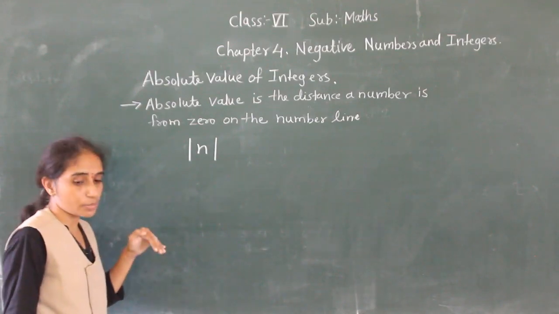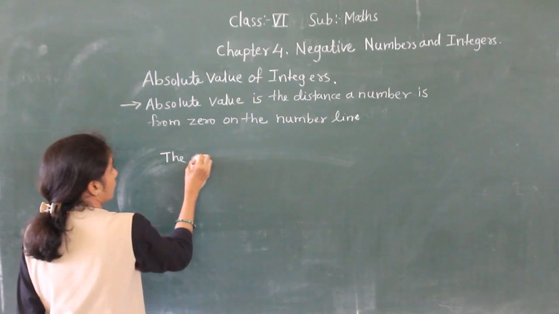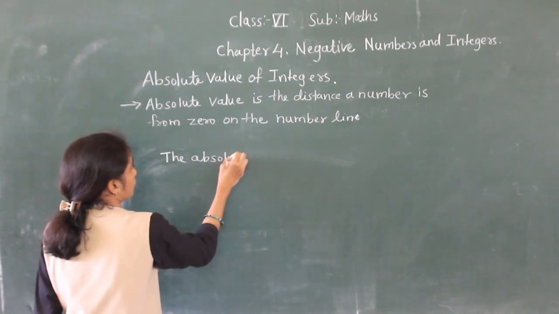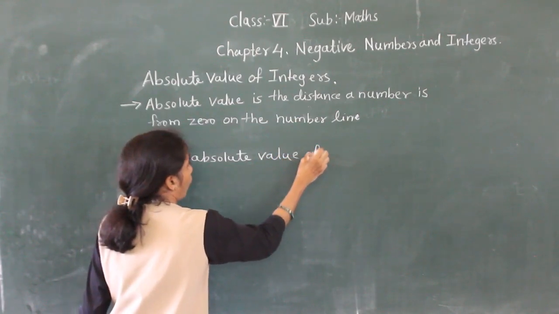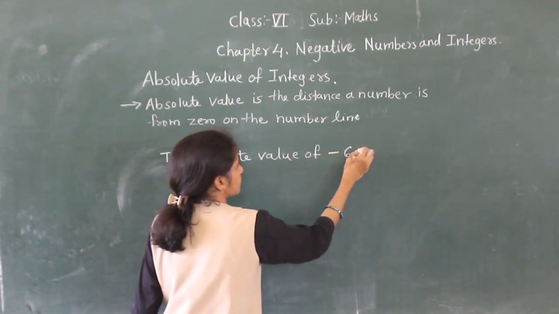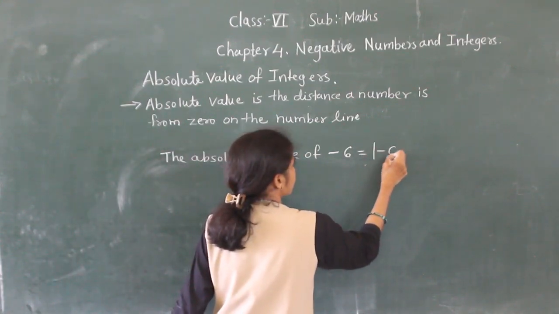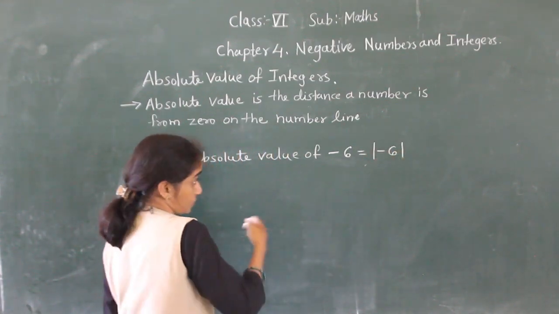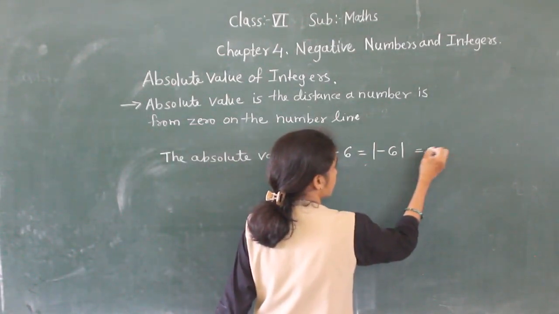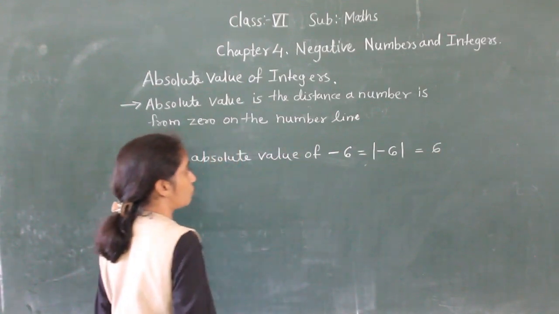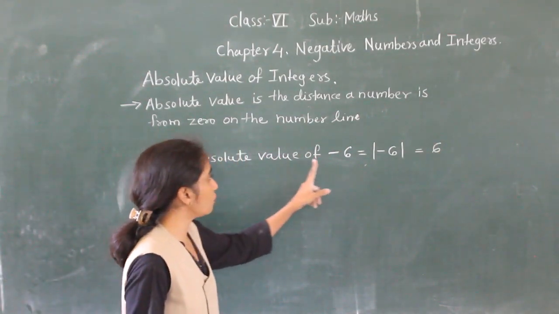Now I will give some examples for absolute value. The absolute value of minus 6. So what is the symbol for absolute value? See, minus 6. So what is the absolute value of minus 6? It will be 6. How to write absolute value of minus 6?